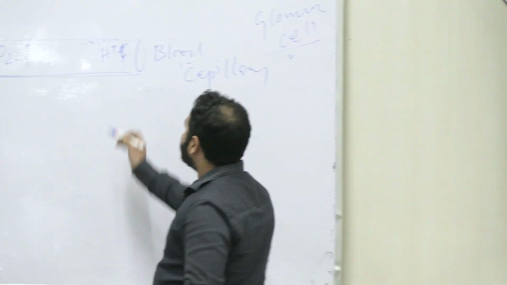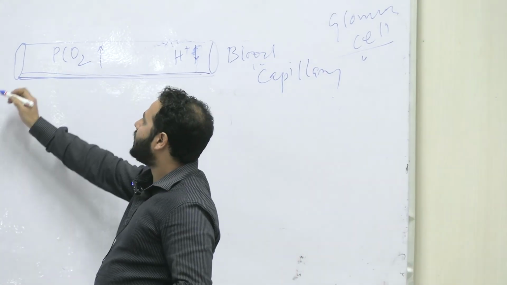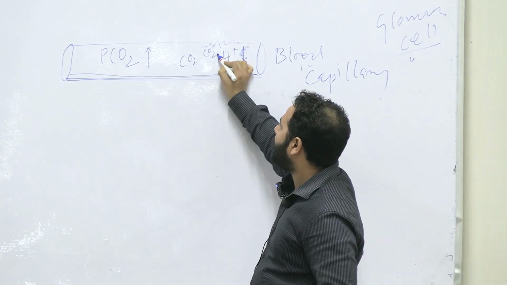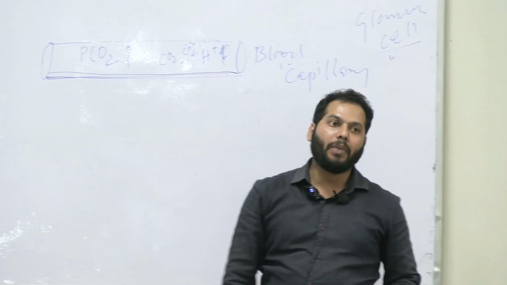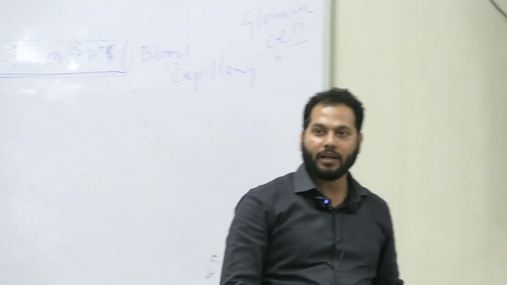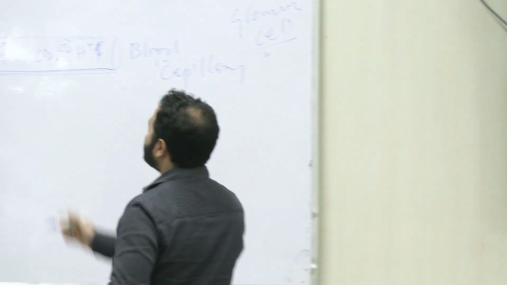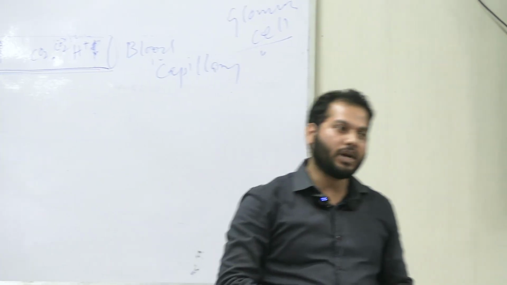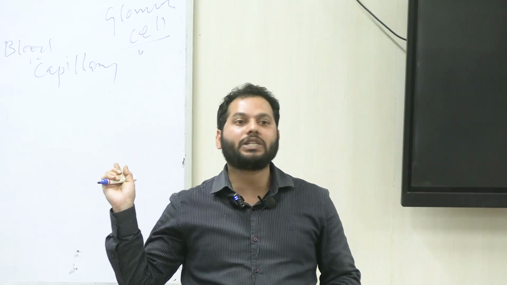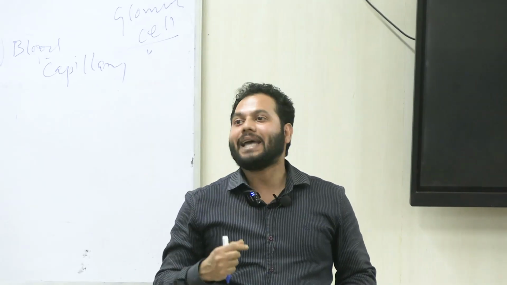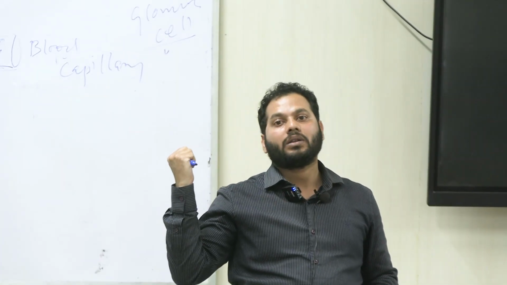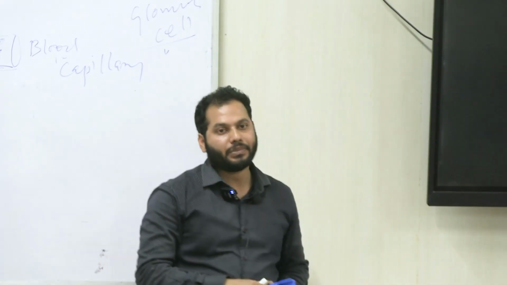See here, this is the blood capillary. The number of carbon dioxide molecules present in this capillary, their partial pressure, is suppose more than normal, and this is one condition where our central chemoreceptors are sensitive to this carbon dioxide, right?